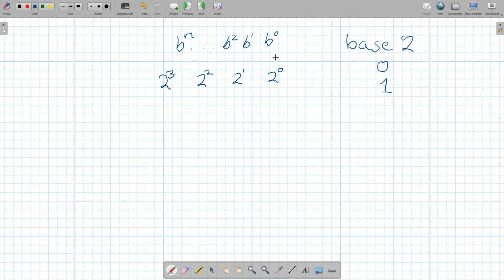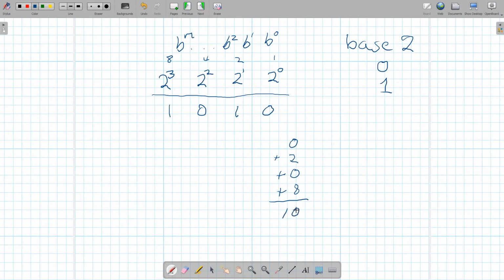2 to the 0th is 1. 2 to the 1st is 2. 2 squared is 4. And 2 cubed is 8. So these positions have the values in decimal of 1, 2, 4, and 8. And so, following the same exact rules as we did in decimal, if we have the number 1, 0, 1, 0, that's 0 times 2 to the 0th, which is just 0, plus 1 times 2 to the 1st, which is 2, plus 0 times 2 to the 2nd, which is 0, and then 1 times 2 to the 3rd, which is 8. And if we add those all up, that binary number is equal to 10 in decimal.